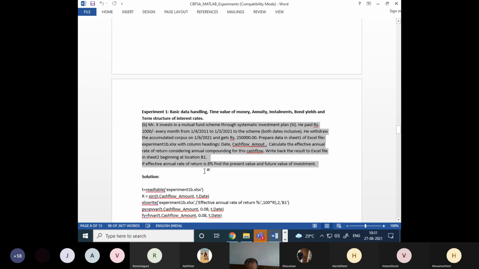For today's session also, I have uploaded this particular document for MATLAB as well as Excel files. But now some Excel files are without answers. Earlier it was with answers. Now it will be without answers. So you have to do it yourself. Is there any difficulty in interpreting this?